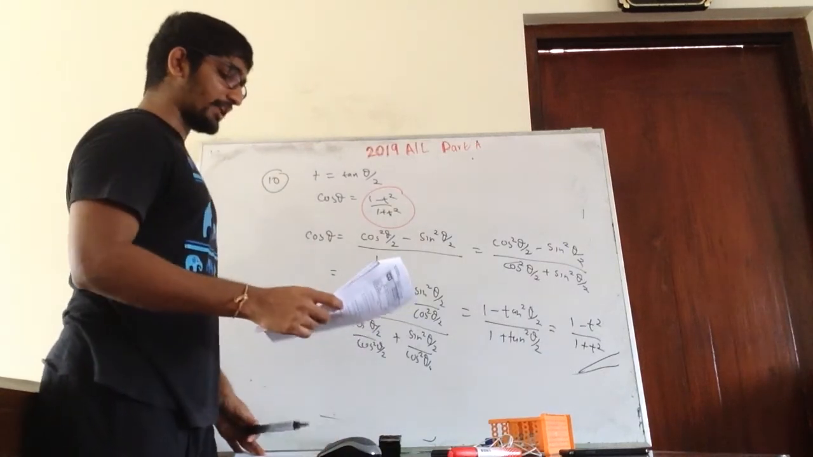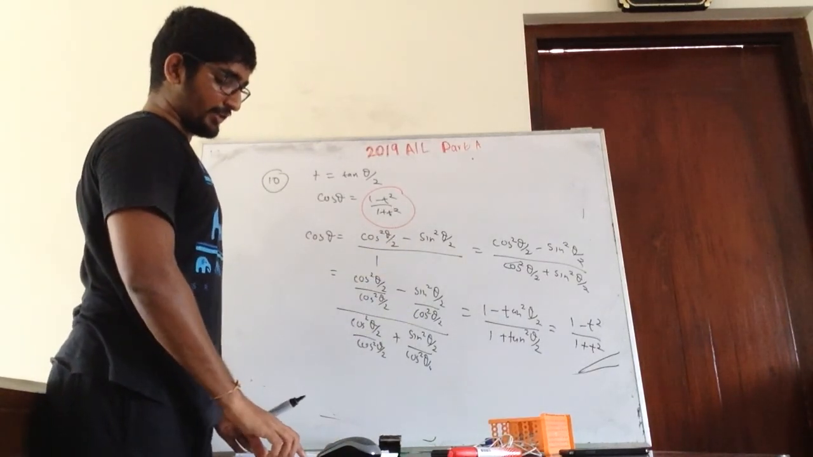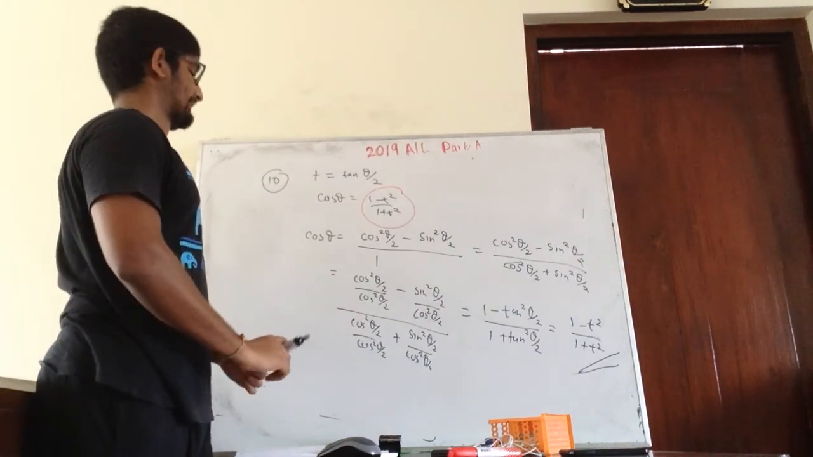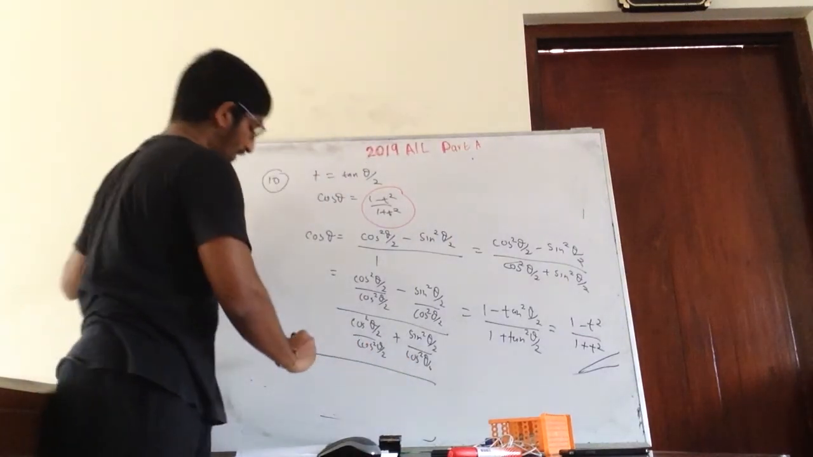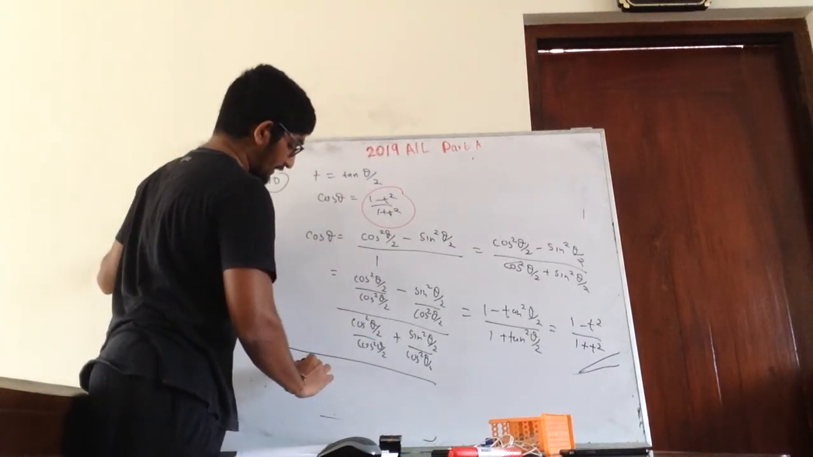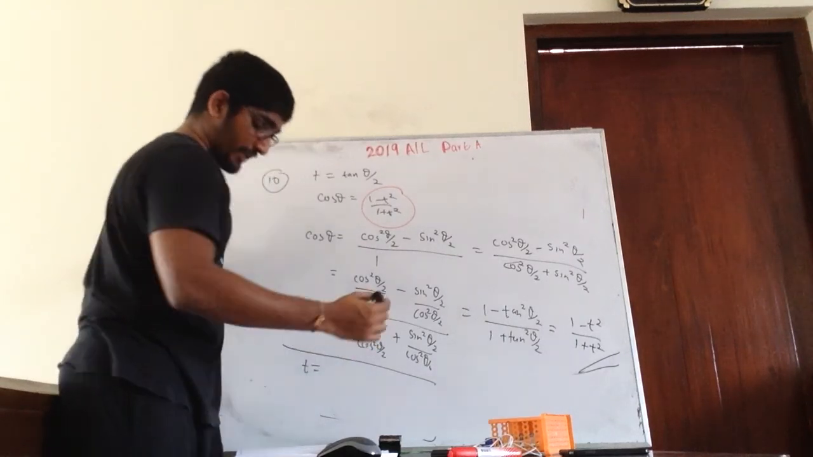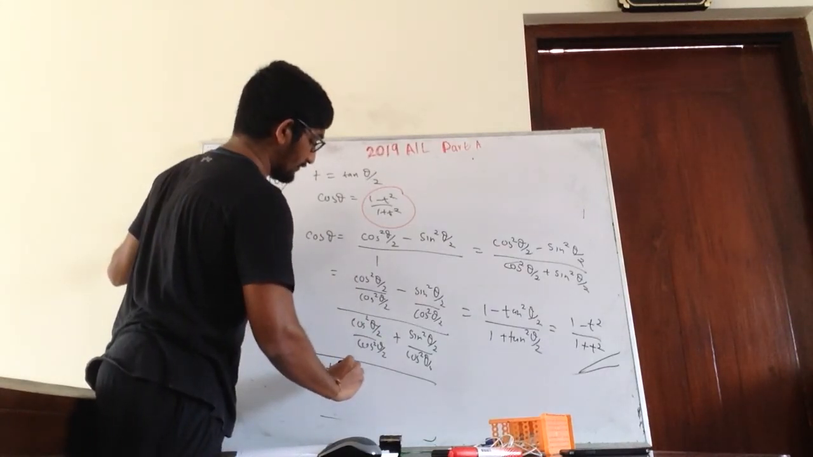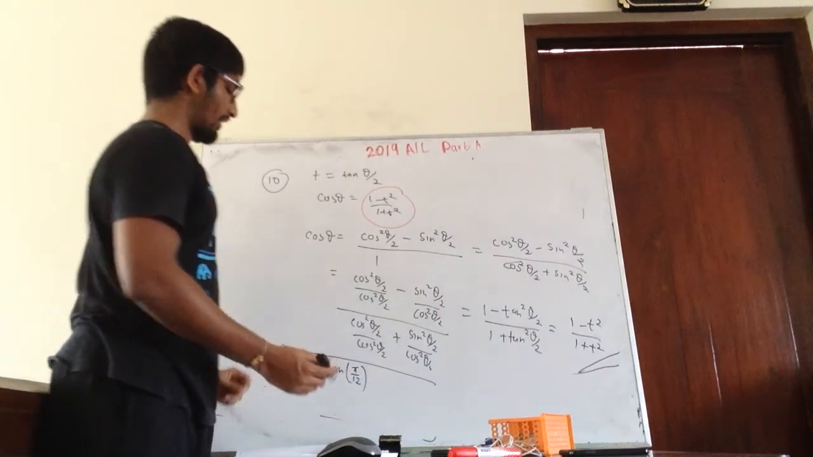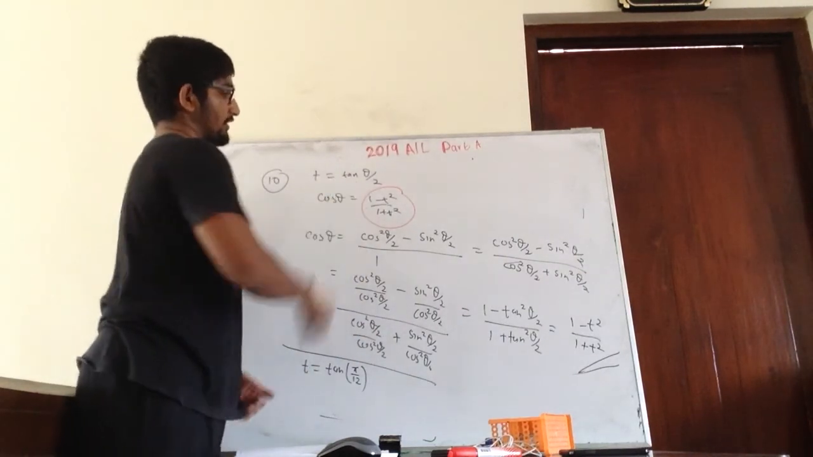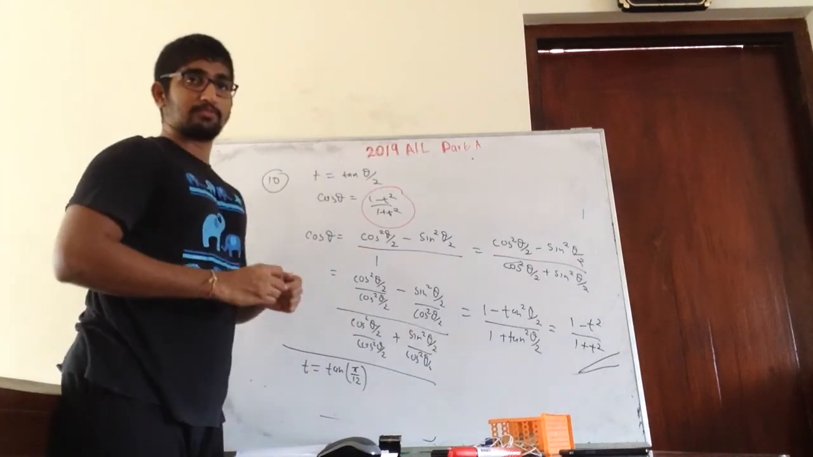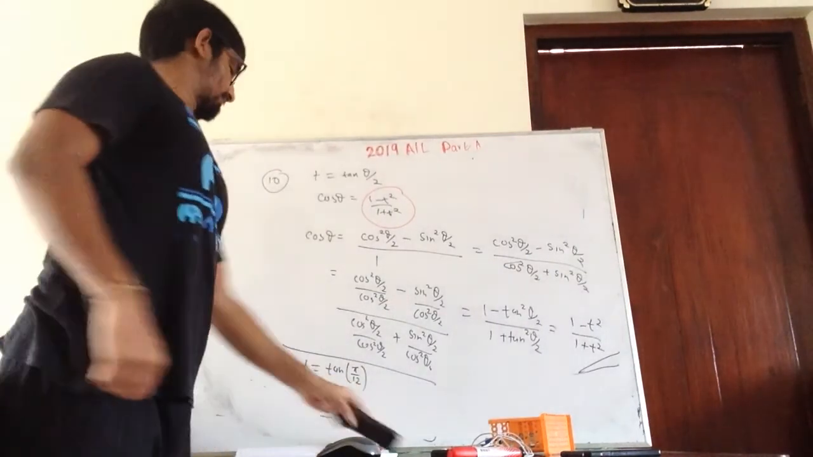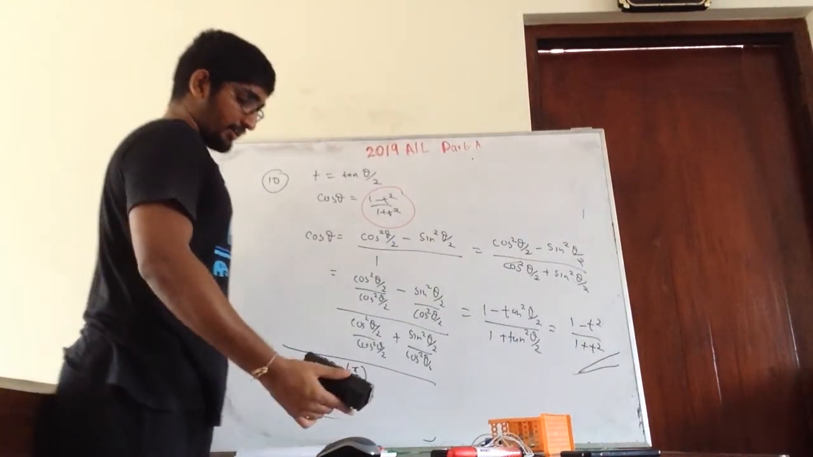Then they are saying deduce that tan 5 pi over 12 is equal to 2 minus square root 3. So in the next part of the sum, they are saying to find tan 5 pi over 12. So I can consider t as tan 5 pi over 12, and then get the value of this.